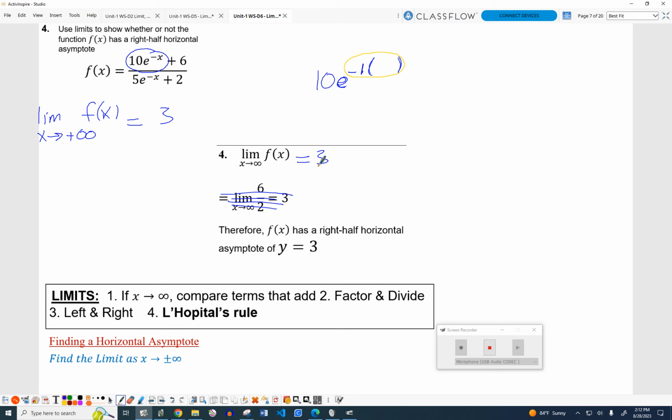I'm just getting stuck on the "therefore f of x has a right half horizontal asymptote." Could you just explain how you would come to that conclusion from the problem?